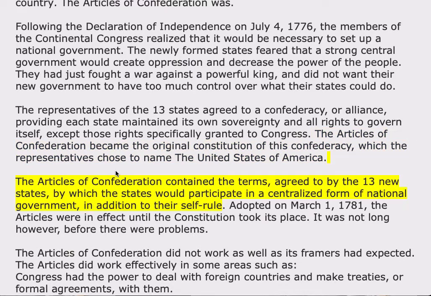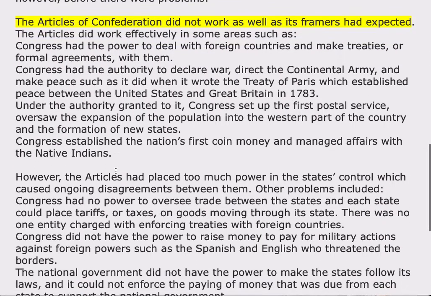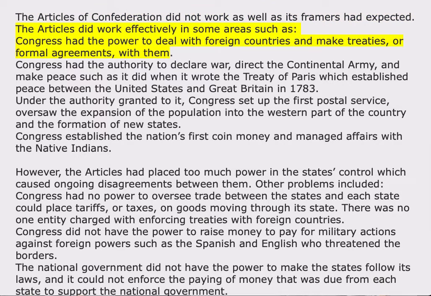of America. The Articles of Confederation contained the terms agreed to by the 13 new states, by which the states would participate in a centralized form of national government, in addition to their self-rule. Adopted on March 1, 1781, the Articles were in effect until the Constitution took its place. It was not long, however, before there were problems. The Articles of Confederation did not work as well as its framers had expected.